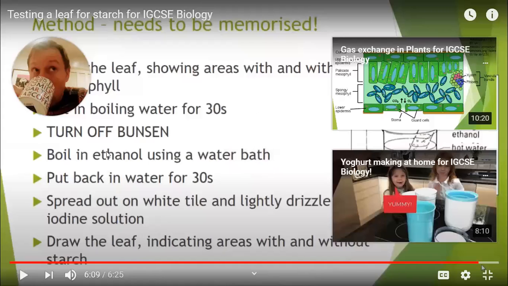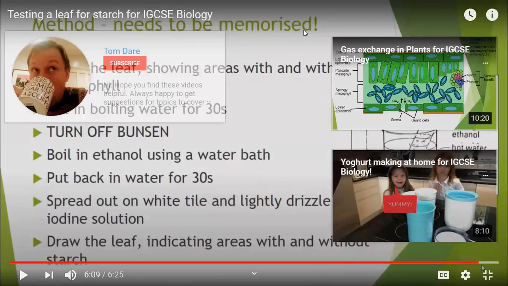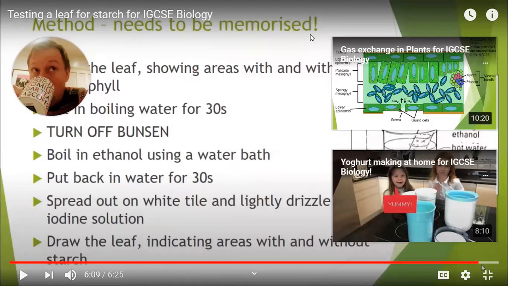All right, let's look at these points. We're able to read them properly. He says that we keep the leaf in the boiling water for 30 seconds. Turn off the Bunsen burner because the ethanol is flammable. Any flame near or around it, even if you are not close to it, it can catch the flame. So that's why we turn off the Bunsen burner, and we boil the ethanol inside the water bath for about 2 minutes. It says 30 seconds, but he actually put it there for 2 minutes.